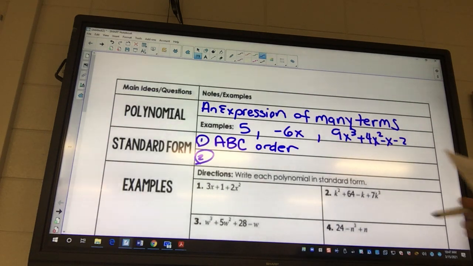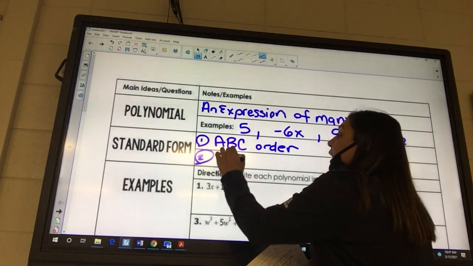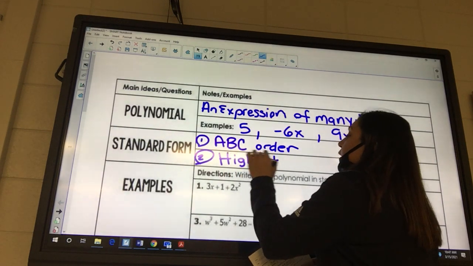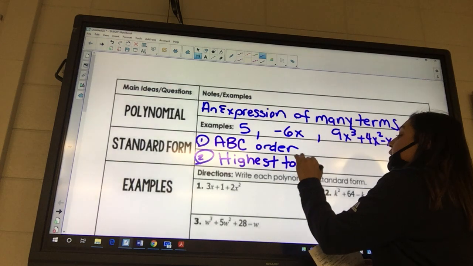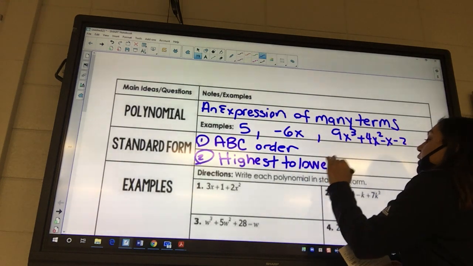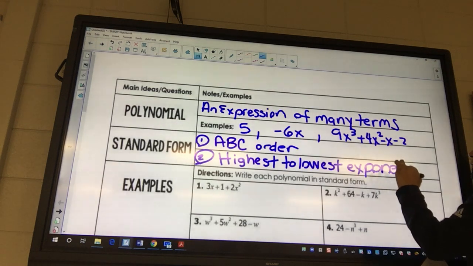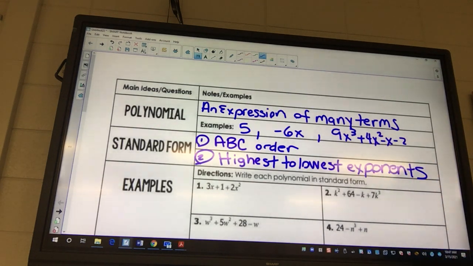Okay, the other requirement is going to be highest to lowest exponents. Sorry, Camp, I forgot to turn it on. Okay, it needs to be highest to lowest with the exponents, and it needs to be in ABC order.